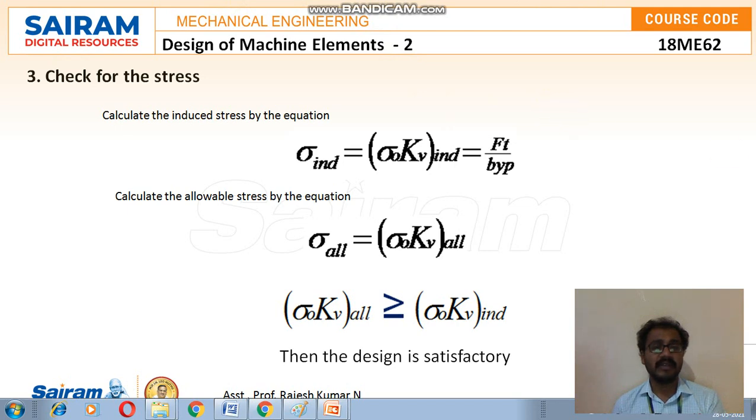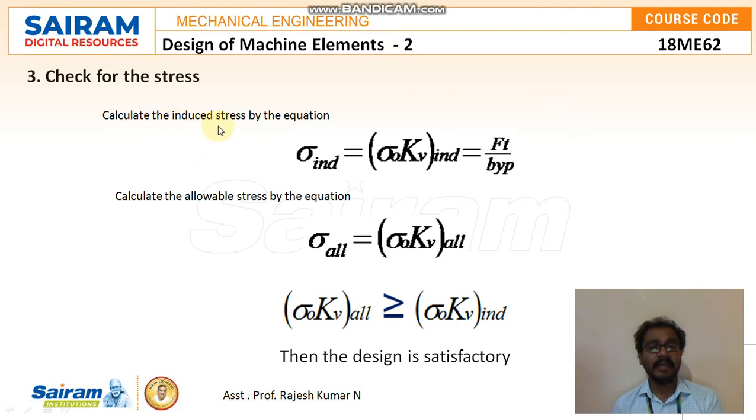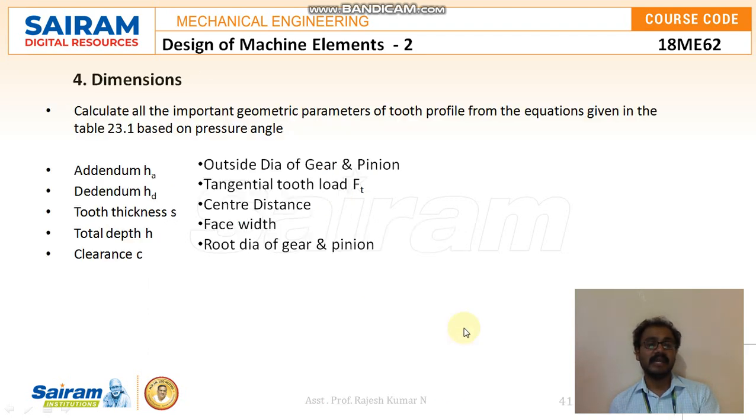Then moving to the third step, that is checking for the stresses. We calculate the induced stress by the equation: induced stress is equal to Ft divided by B into Y into P. We calculate the allowable stress by the equation: allowable stress is equal to sigma naught into Kb into the velocity factor. We check whether the induced value is less than the allowable value. If it is, then we can say that the design is satisfactory.